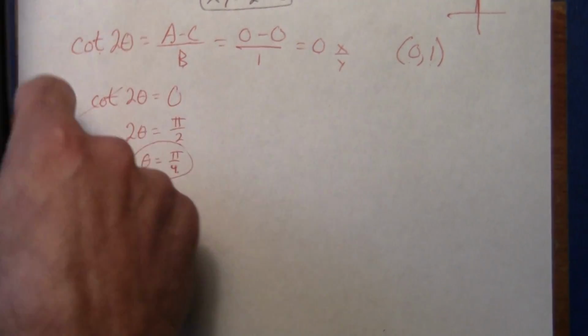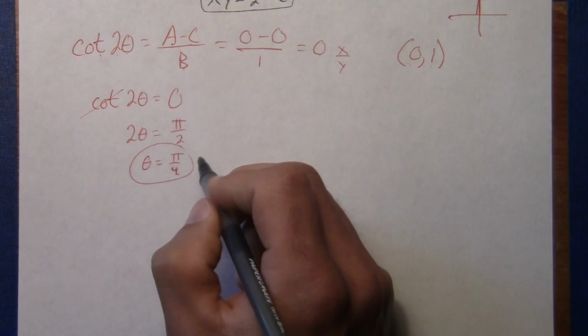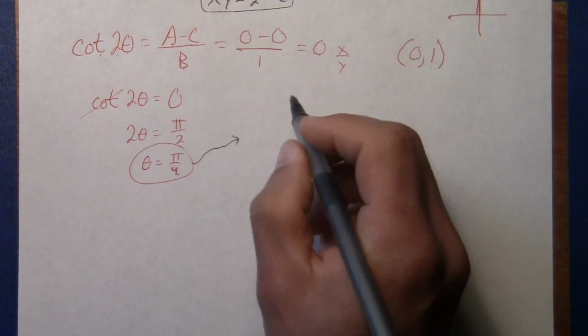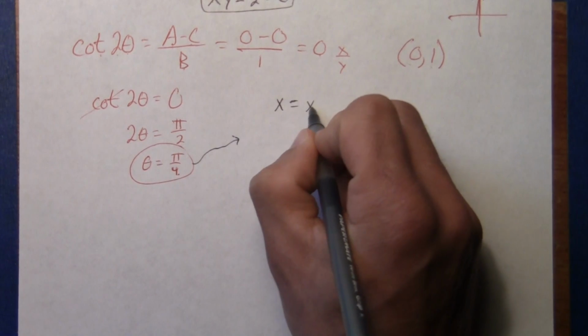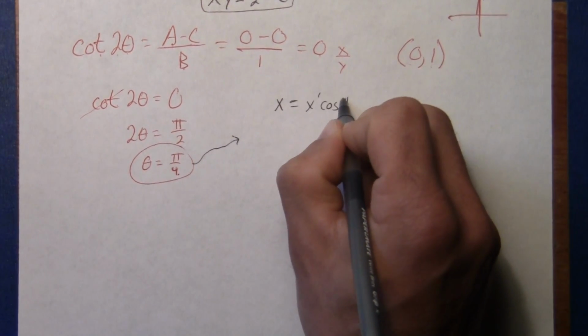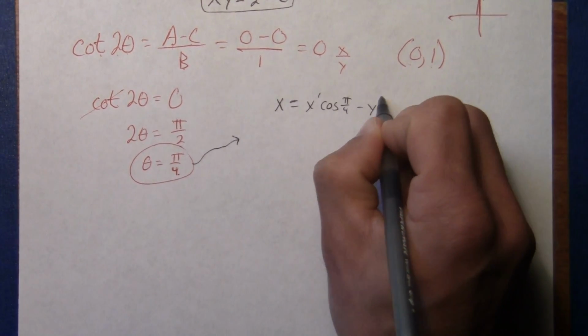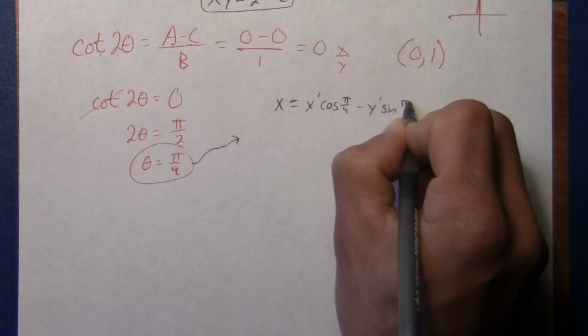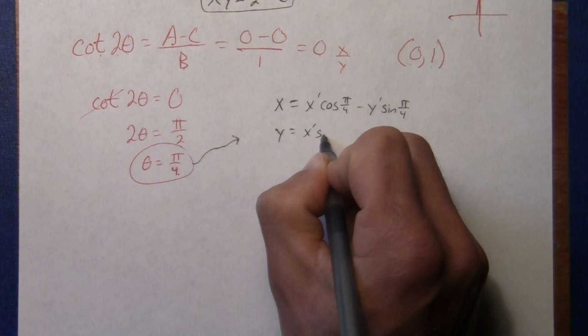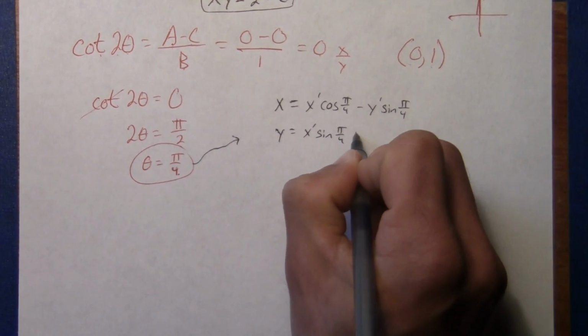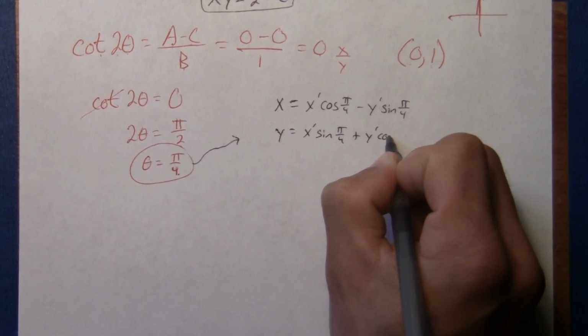Now, what that tells you to do after you figure out that angle of rotation is now you're going to make your substitutions. So you're going to say x is equal to x prime times the cosine of pi over 4 minus y prime times the sine of pi over 4. And y is equal to x prime times the sine of pi over 4 plus y prime times the cosine of pi over 4.